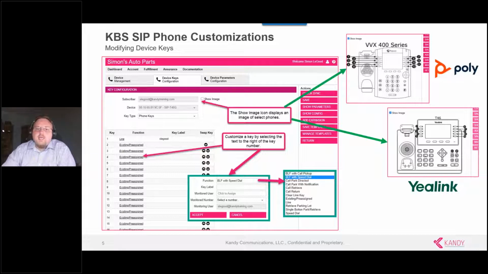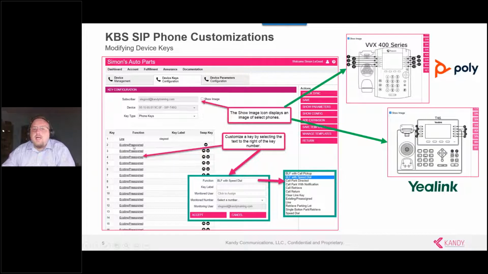Over on the left-hand side, you'll see there's a bunch of numbered keys and then hyperlinks for the functions for those keys. Up in the top center of the screen, there is a checkbox that says Show Image. If you check that box, for most phones, Polycom, Yealink, it'll pull up a diagram of the device itself and give you the button mapping so you can see which number corresponds to which button on the physical phone. That's a pretty handy thing to be able to look at while you're customizing these.